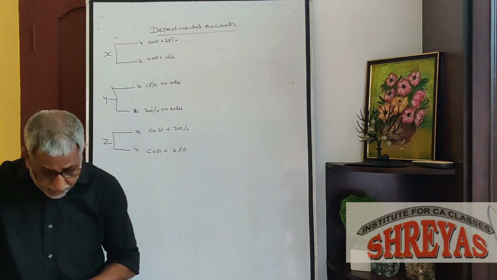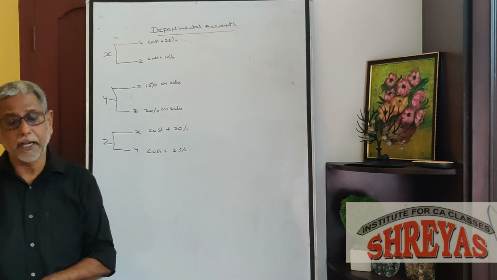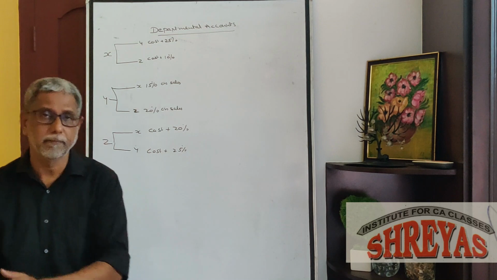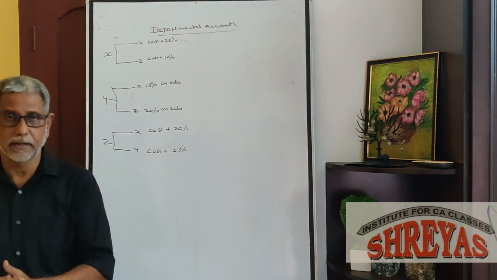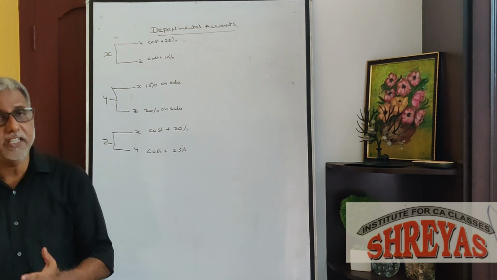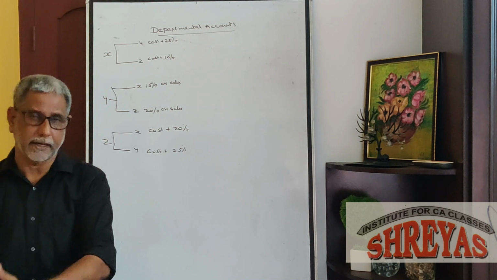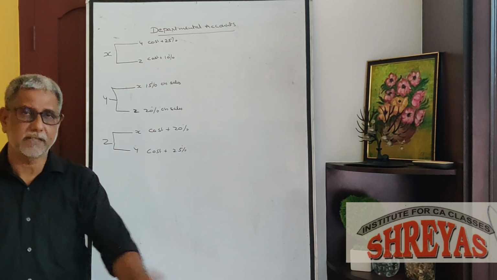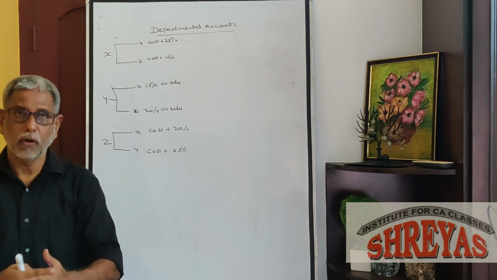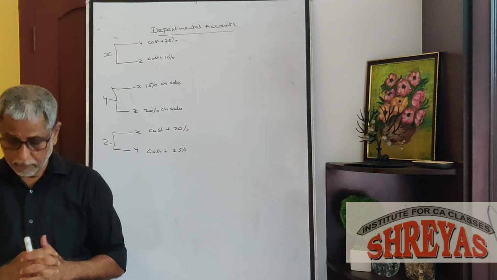Departmental profit after charging manager's commission but before adjustment of unrealized profits are given. So in this question, the manager's commission is calculated and the profit is given, but unrealized profit is not calculated and not adjusted. So we have to adjust it, and then only we can calculate the correct net profit.